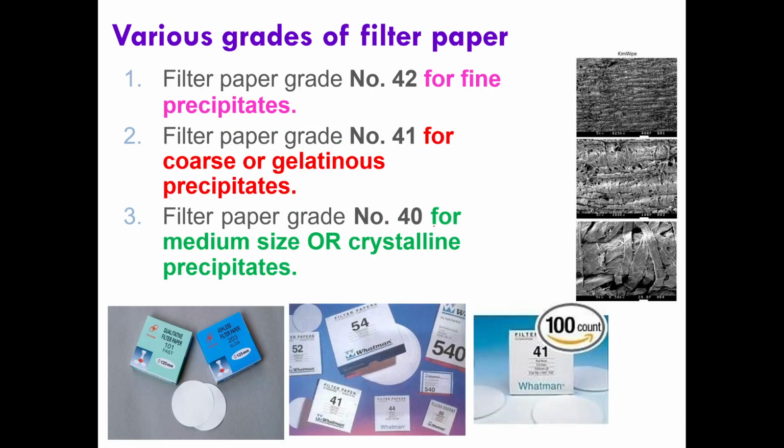So these are the types of filter paper. In the laboratory, there are filter paper grade number 42, grade number 41, and also grade number 40. The best for medium size or crystalline precipitate is filter paper grade number 40. Filter paper grade number 41 is ideal for coarse or gelatinous precipitate. And grade number 42 is for fine precipitate.